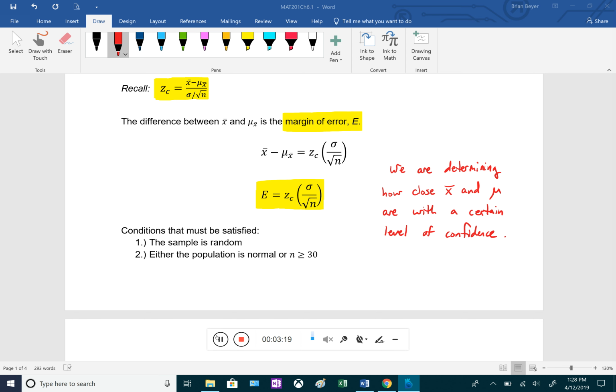The reason why I wrote mu on the right here instead of mu sub x bar is because, if we remember, mu sub x bar equals mu. That was from a couple sections ago. A couple conditions have to be satisfied in order for this to be pretty accurate. The sample has to be random, hopefully that's pretty obvious, and either the population itself has to be normally distributed, or the sample size has to be greater than or equal to 30.